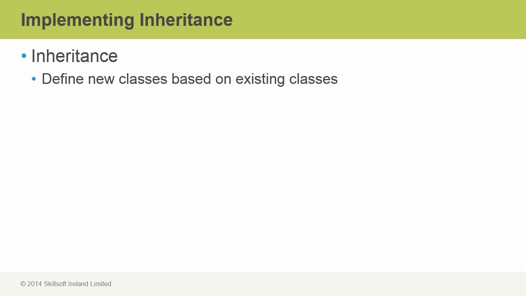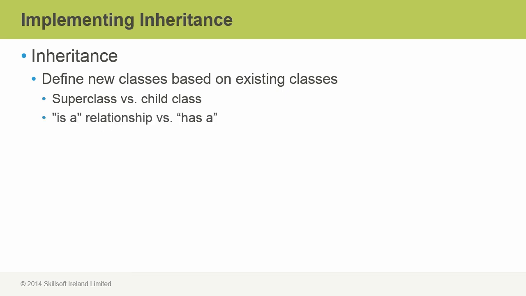based on existing classes. And when we do this, we have what's known as the superclass, which is the existing one or the parent, and the child class, which is the one that we're creating based on the existing one. And when we think about whether it's a good fit to extend one class from another, ask yourself, is this class a type of that superclass, or would it be a case where that superclass has a version of that object as part of its definition?